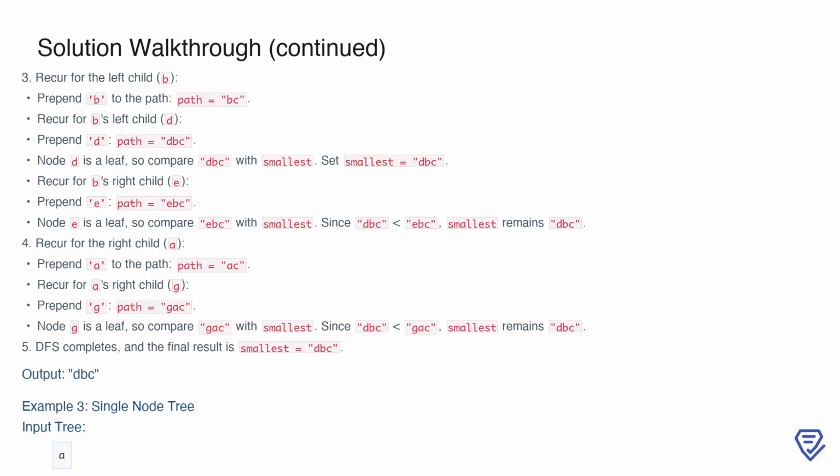From here, we move to the right child of A, which is G. Prepending G gives us path equals GAC. Node G is a leaf, so we compare GAC with smallest. Since DBC is still smaller, we keep smallest as DBC. With all paths explored, DFS is now complete, and the final result is DBC.